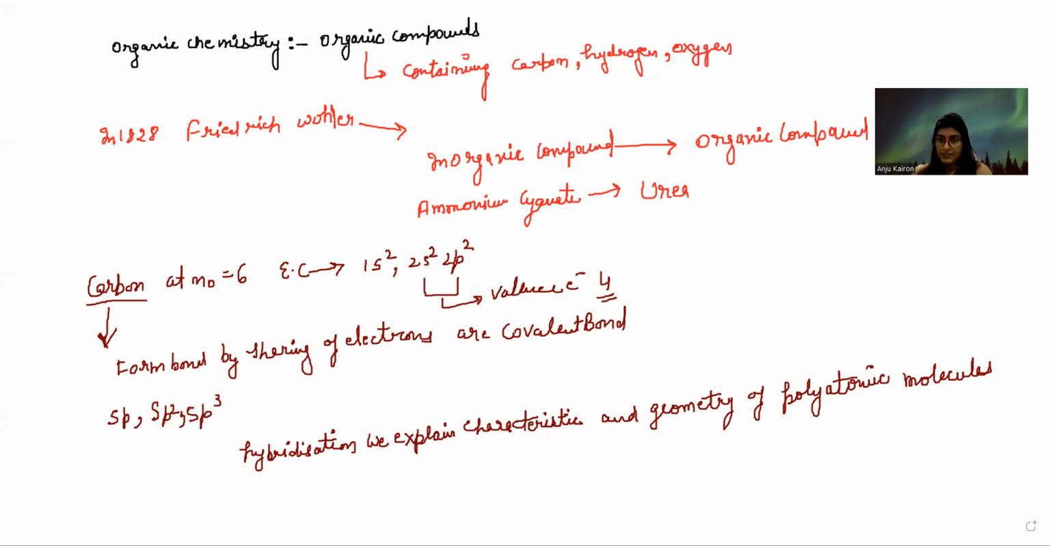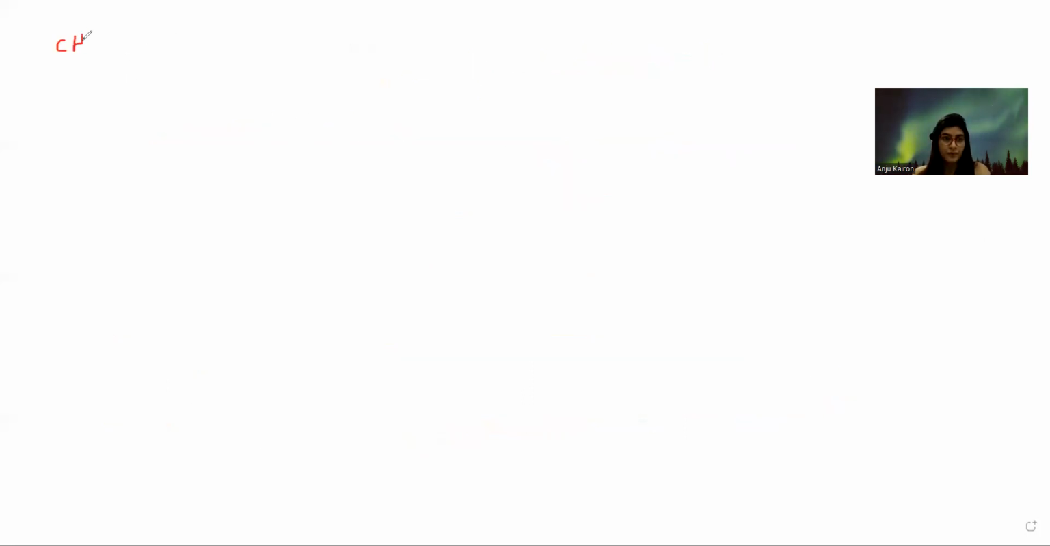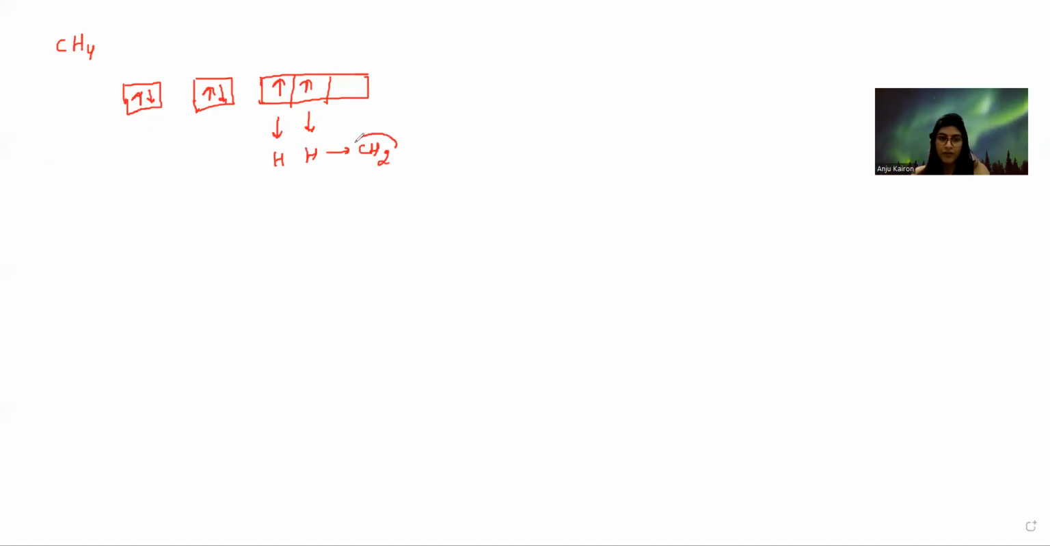Let's take an example of CH4. Now, by simply looking at the electronic configuration of carbon, we know that carbon has two unpaired electrons, and we would think that carbon should form two bonds with hydrogen and form CH2. But in reality, this is very unstable, and in reality carbon forms CH4.